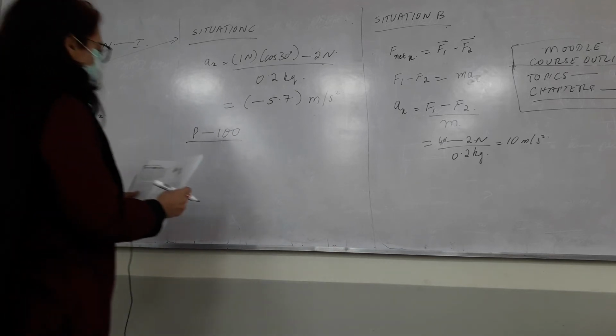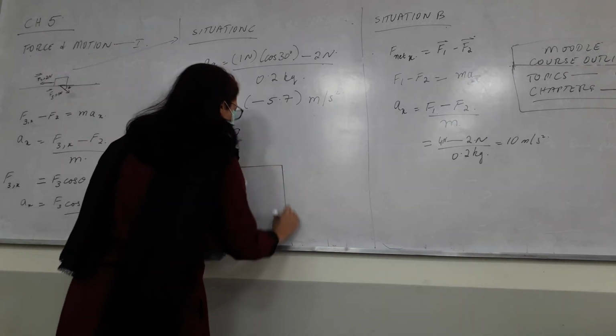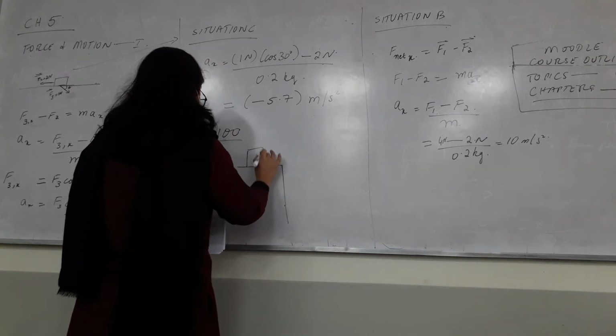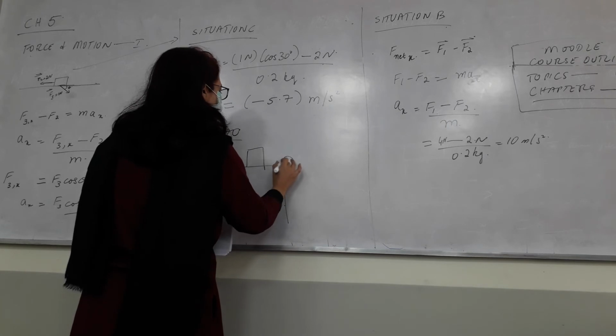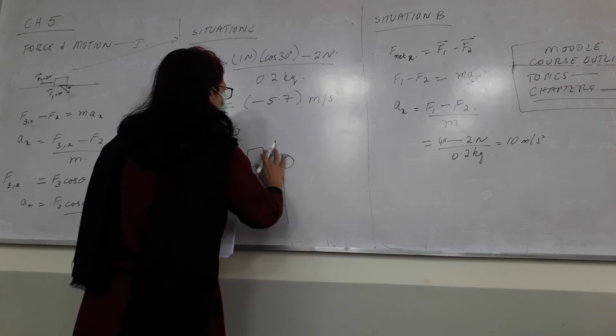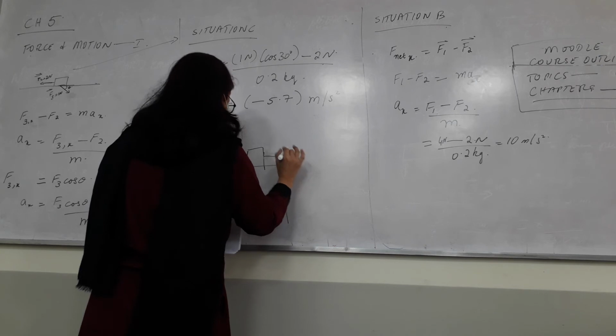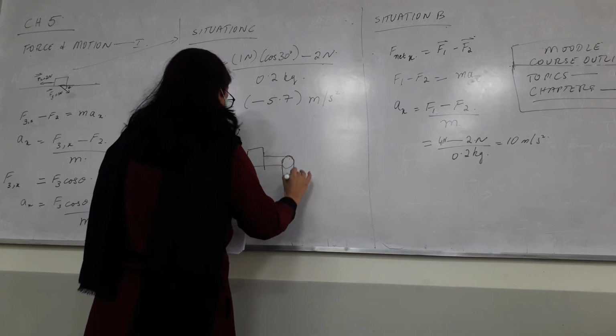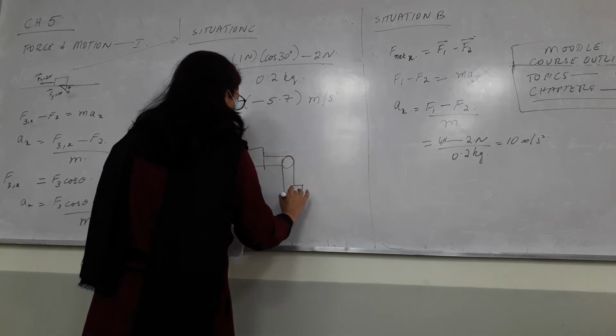Okay. So, what is this? You have a table, you have a block, you have a pulley, you have a string attached, it is going over the pulley like this. And then you have another one which is down.